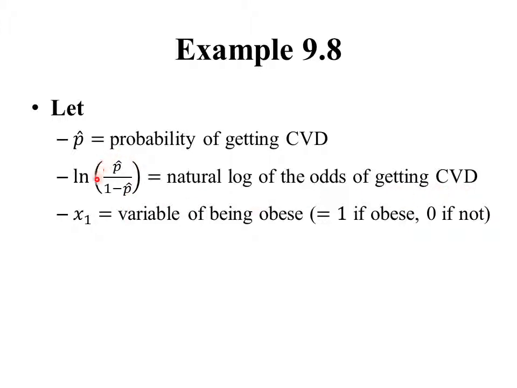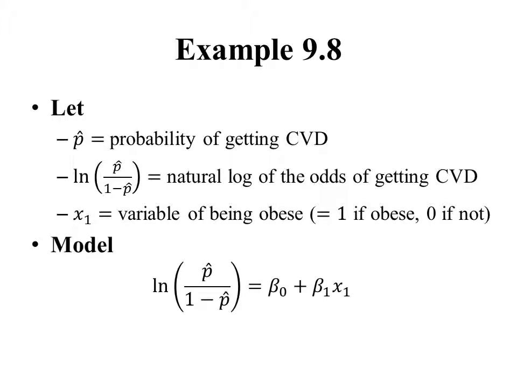So this fraction here is another way of calculating the odds of something happening. And then this is a natural log. And I remember from high school algebra, natural log was the inverse operation of the exponential. And we're going to talk a little bit about the exponential in a little bit. But you can start to see that the mathematics behind logistic regression is very complicated. Another piece of terminology: x1, let that equal the variable of being obese. And this is a dichotomous variable. It equals 1 if the person is obese and 0 if not.